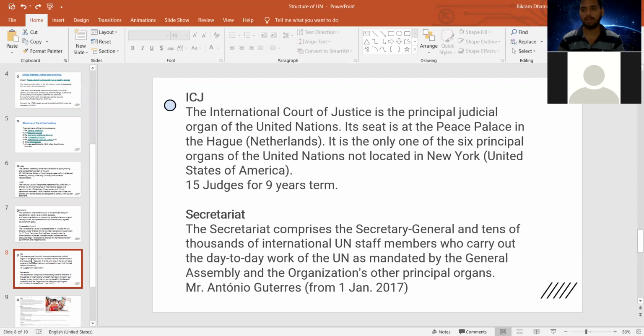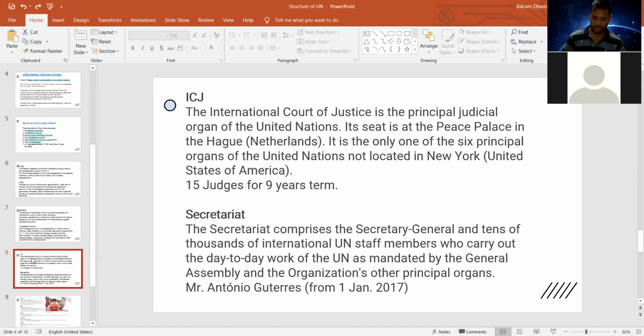Without the permission of Nepal or without the permission of India, a single party cannot just appeal to this judicial organ of the United Nations, known as the International Court of Justice.